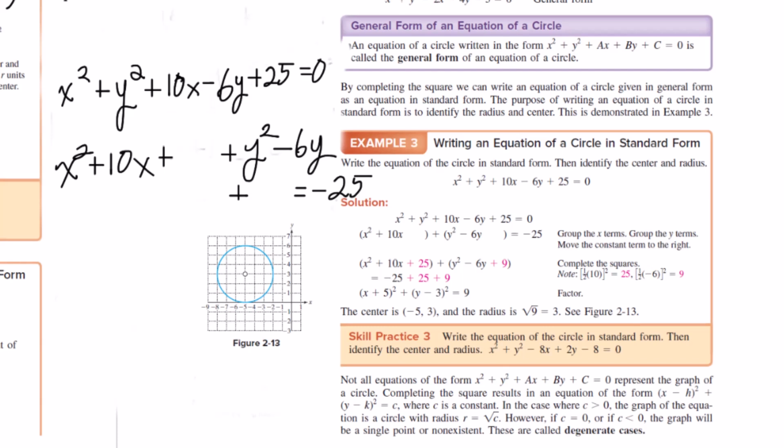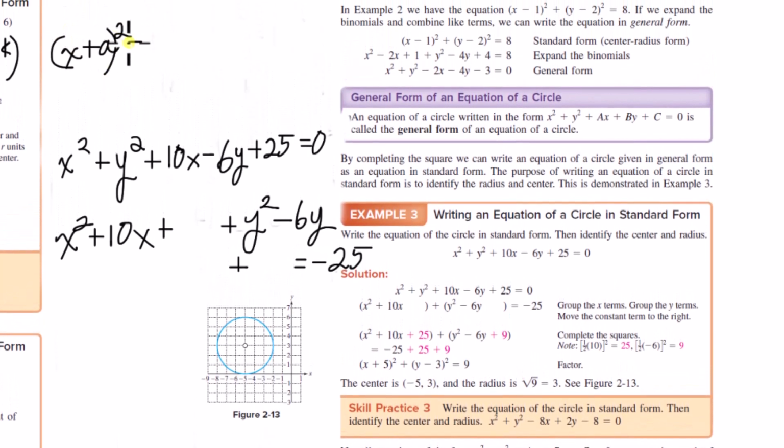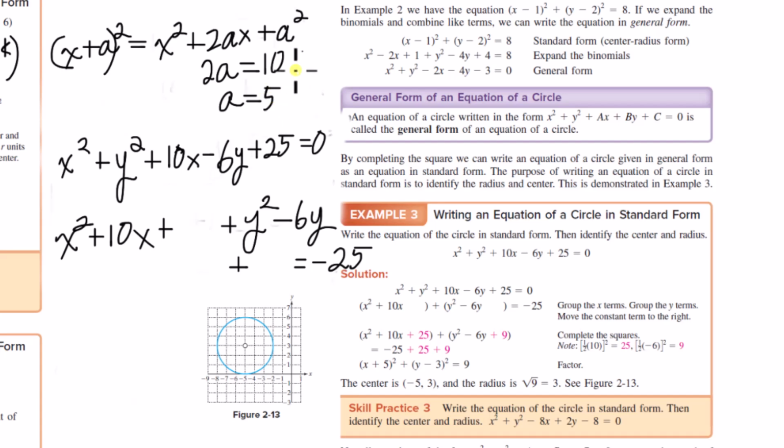Expanding a general perfect square trinomial, you have x squared plus 2ax plus a squared. To create one from x squared plus 10x, we see that 2a is equal to 10, so a is equal to 5. So a squared is 25. But we don't want to change the equation, so let's add 25 over here.